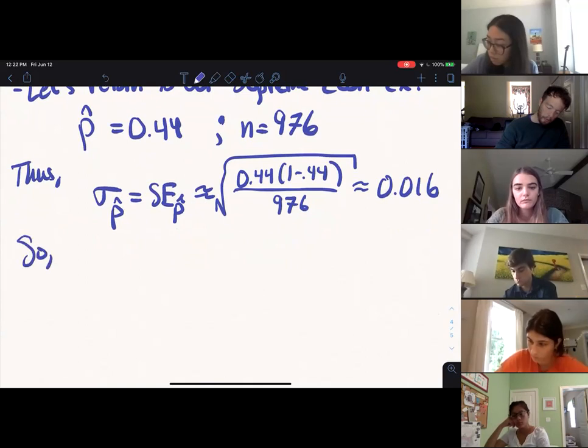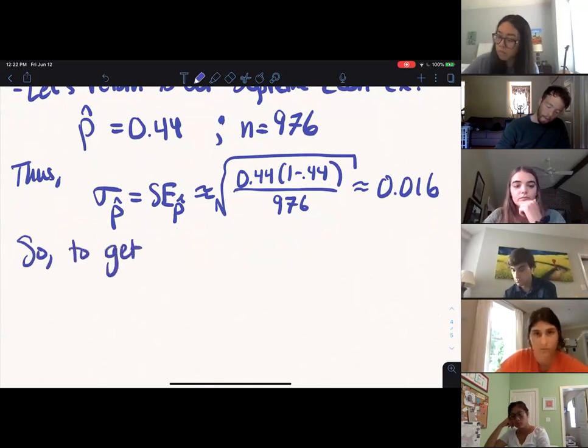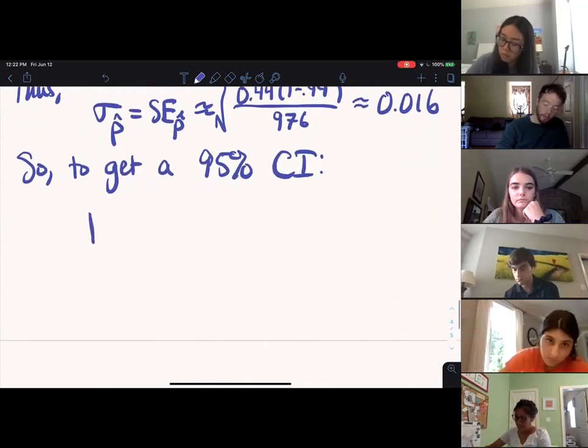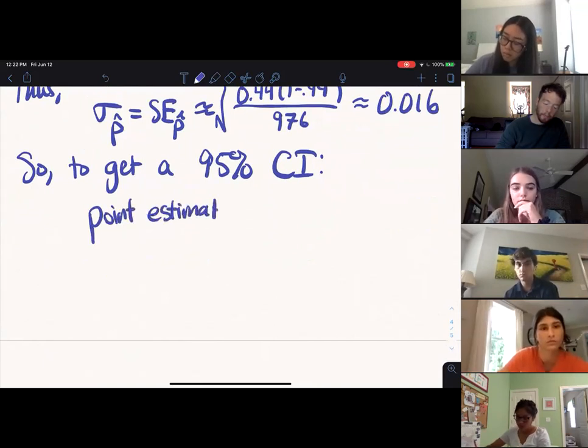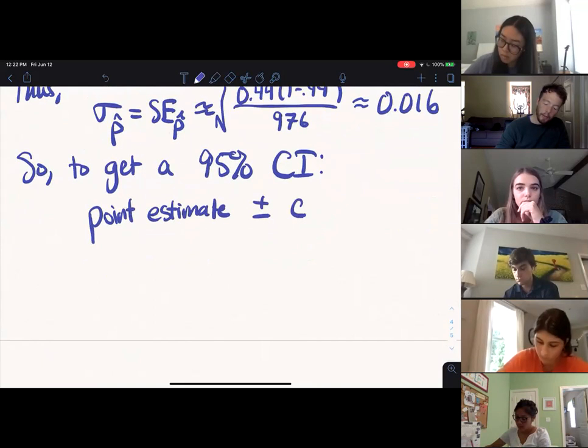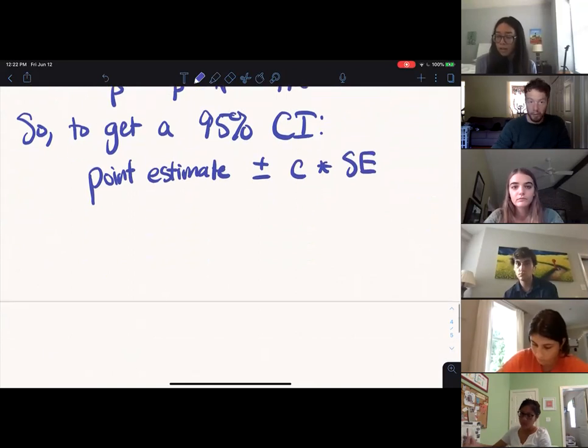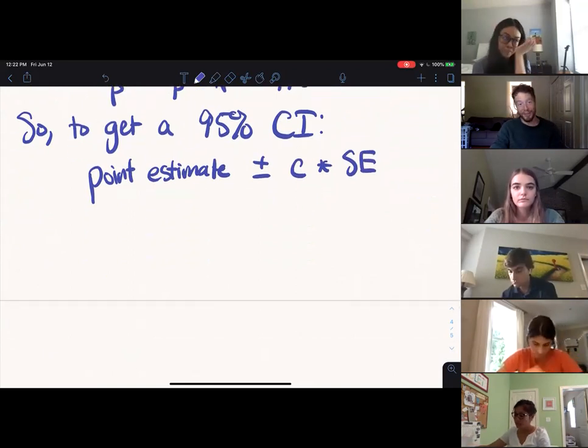So to get a 95% confidence interval, we do what we always do. The framework never changes. It's a point estimate plus or minus a critical value times the standard error, right? This is the same format for any confidence interval we've done this whole class, or will ever do in this whole class.